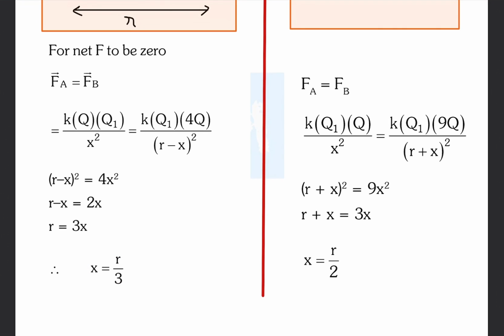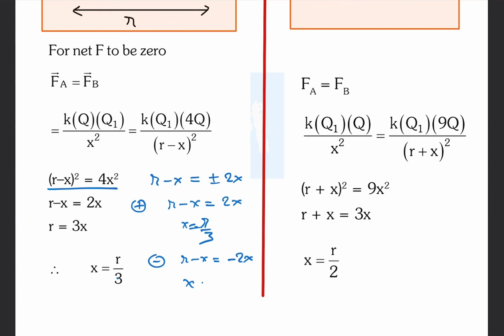Let me tell you one more thing where you get confused. In this question, when we are solving this step, we must get this answer: r minus x is equal to plus minus 2x. So we could have taken plus or minus both. If we take the plus sign, we will get r minus x is equal to 2x and x is equal to r by 3. Fine, this is the answer. And by taking the minus sign, we will get r minus x is equal to minus 2x, and this gives x is equal to minus r.